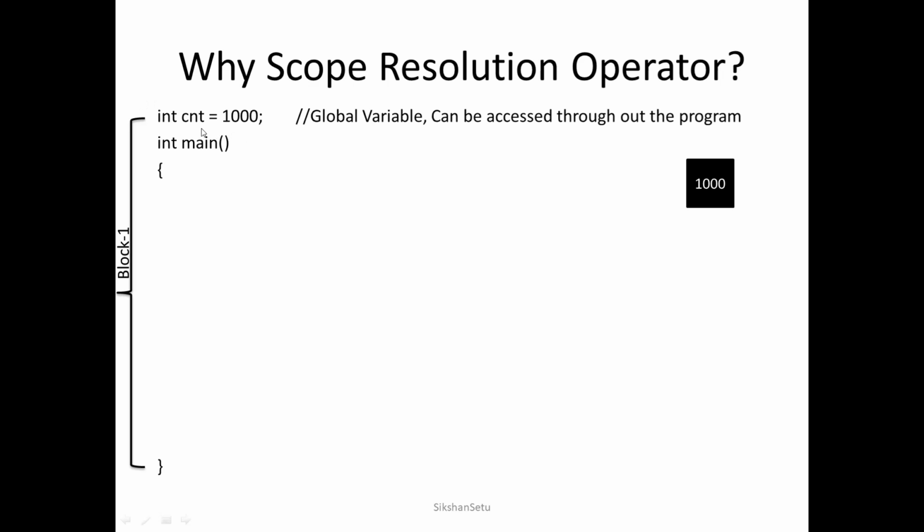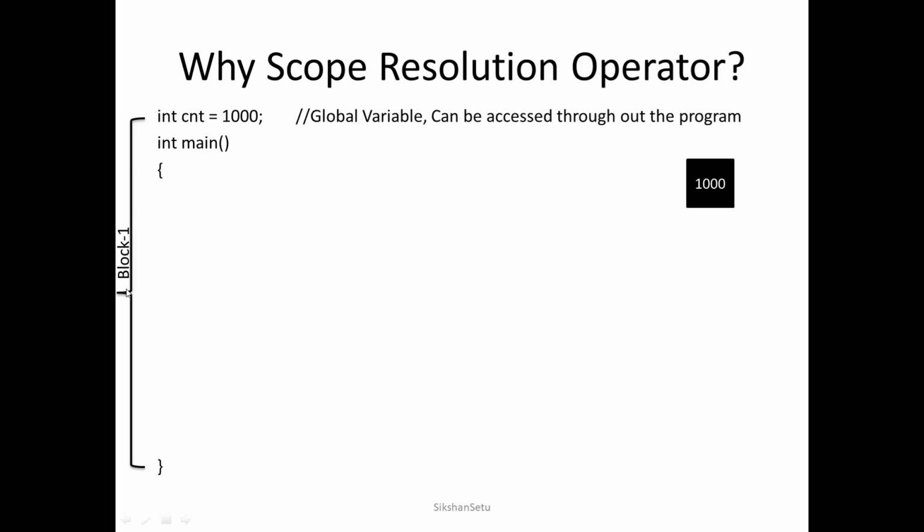Now you know that the global variable is capable enough to be handled within the main and outside the main, meaning it can be accessible within the main and it can also be accessible outside of the main function. So it is in global scope. Now I have mentioned here that global scope is named as block 1.